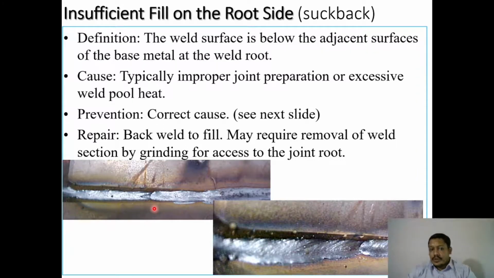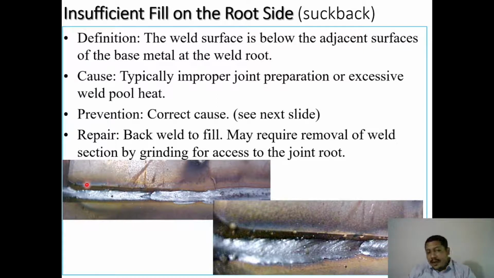So here also you can see this is again insufficient fill on the root side. You can see on the root side the weld has not filled. You can see over here, all these areas were unfilled from the root side. That is the top, or rather the bottom part of your plate. So that is called the root. So the root has not been properly filled. So improper root penetration is the way it can also be called.